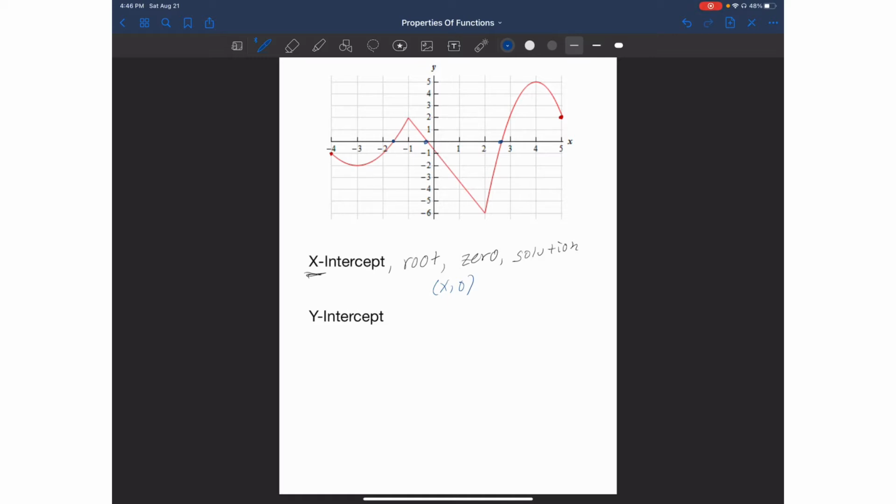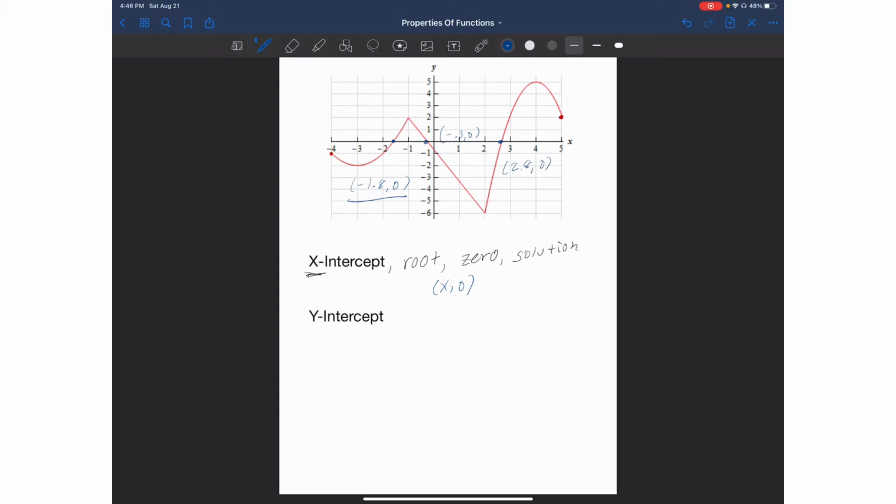So the first one is going to be around negative 1.8, comma 0. Again, I like to write them as an ordered pair. The next one is going to be around negative 0.3, comma 0. And then the third one is going to be around 2.8, comma 0.